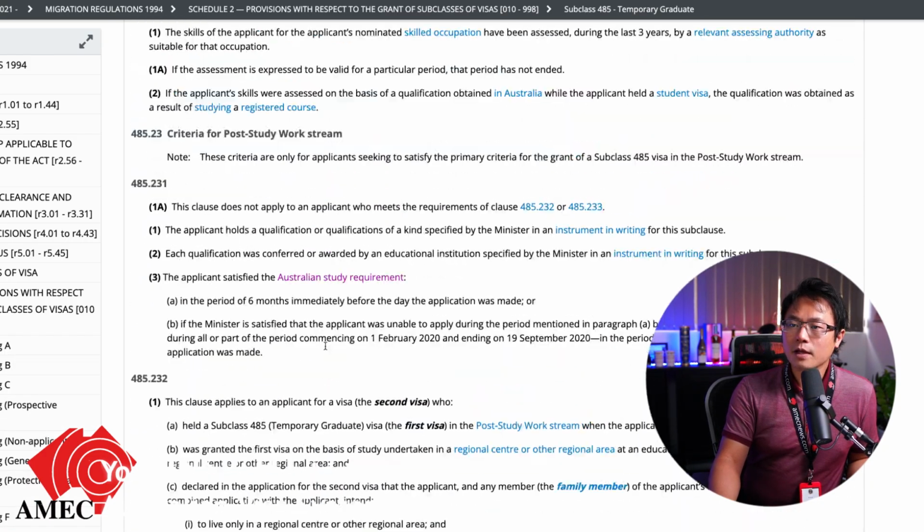So that's about the whole law and regulation of the 485 visa, going through all the detail there.